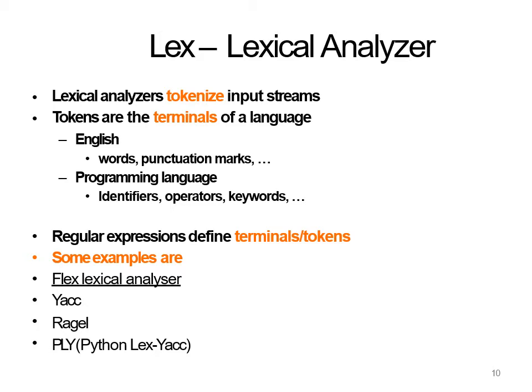Next point: the lexical analyzer tokenizes the input string. The tokens are the terminals of a language. So first we need to understand what terminals are. In automata theory we have seen terminals; they are the input that we provide. What can the terminals be? They can be words, punctuation, identifiers, operators, or keywords. In terms of a programming language, they are identifiers, operators, and keywords. In the English language, they can be words and punctuation.